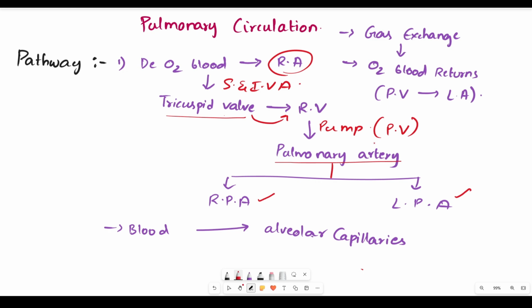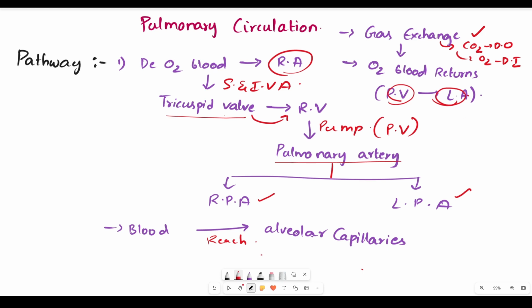Now, this pulmonary artery divides into right pulmonary artery and left pulmonary artery going to the lungs. Now, this blood will be reaching the alveolar capillaries. In the alveolar capillaries, the gaseous exchange will be happening. So, what happens in the gaseous exchange? Simply, the carbon dioxide will be diffusing out of the blood and oxygen will be diffusing inside. Then finally, the oxygenated blood will be returning through the pulmonary vein to the left atrium.